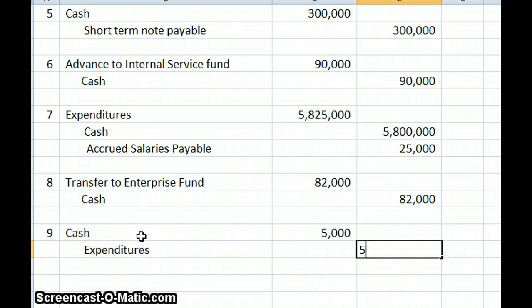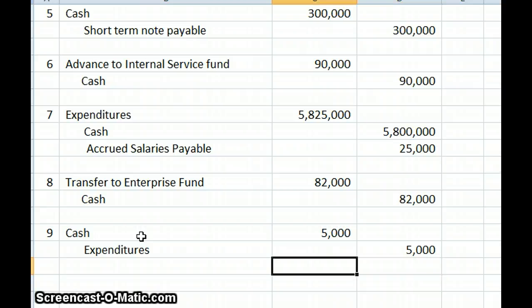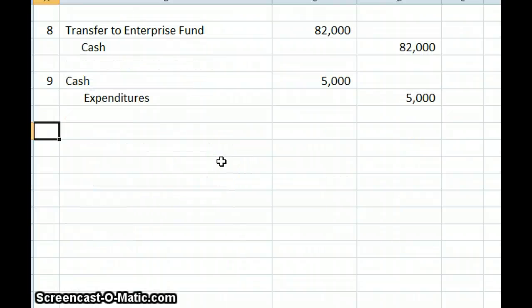It was a mistake, right? So we're just getting a reimbursement from our special revenue fund for an expense that should have been handled in the special revenue fund, but it was mistakenly handled in the general fund.